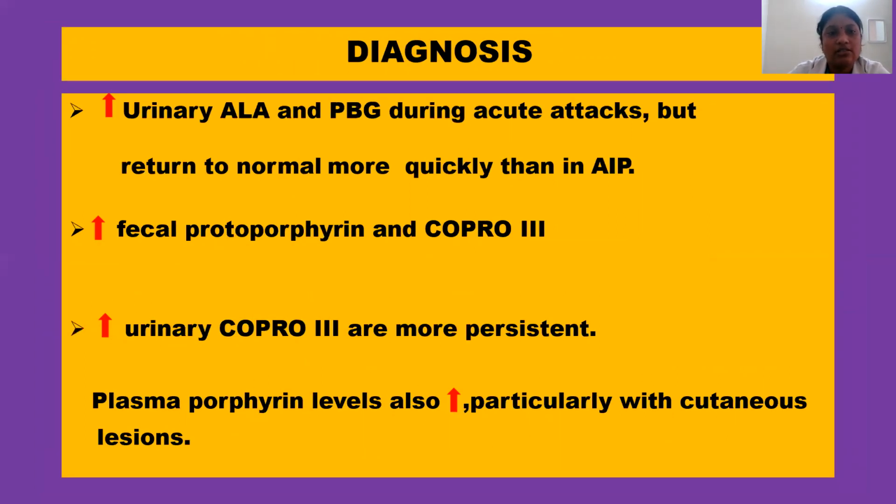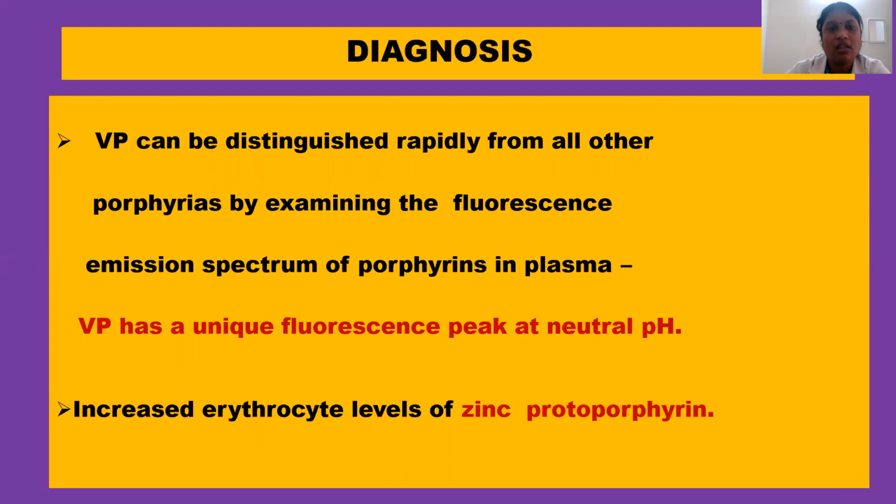How do you diagnose this variegate porphyria? Increased urinary ALA and porphobilinogen during acute attacks, which will revert back to normal once the symptoms resolve. There will be increased fecal protoporphyrin and coproporphyrinogen 3, which is also more persistent. Plasma porphyrin levels also increase, particularly with cutaneous lesions. It can be distinguished rapidly from other porphyrias by examining the fluorescence emission spectrum of porphyrins in plasma. It has a unique peak at neutral pH. Increased erythrocyte levels of zinc protoporphyrin.